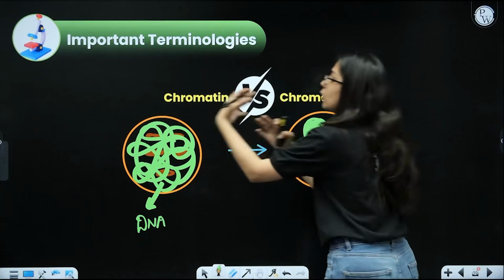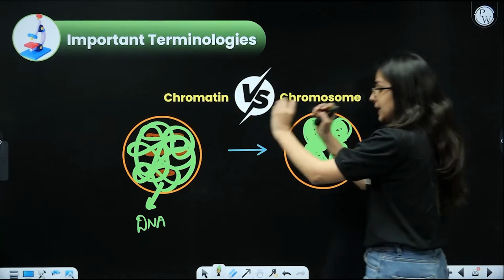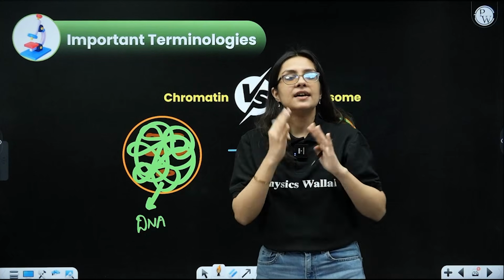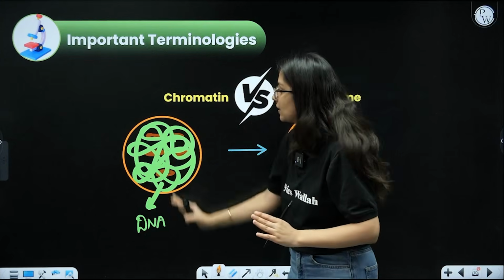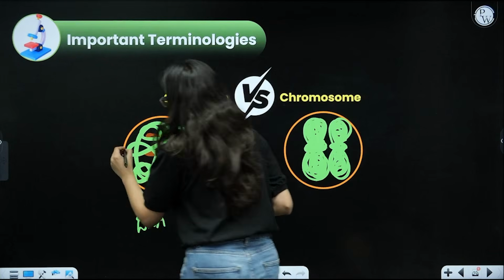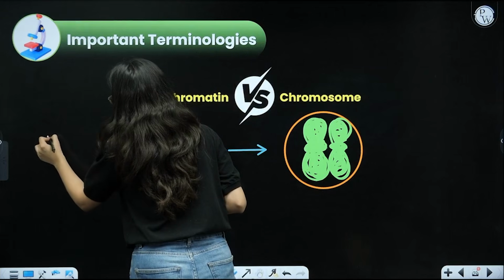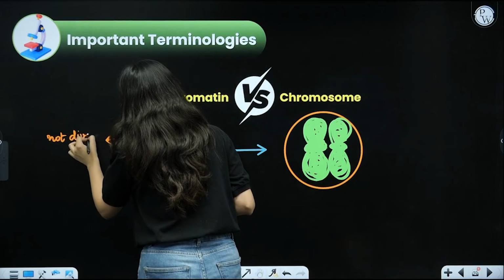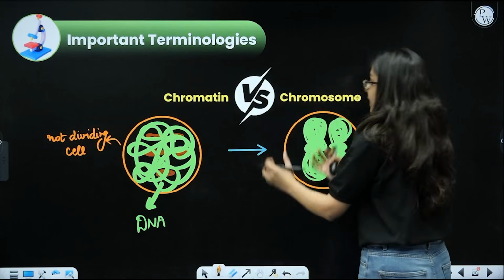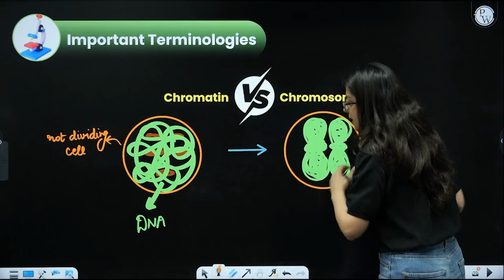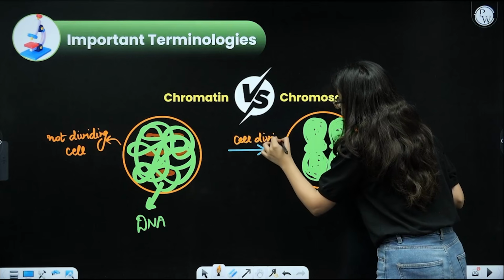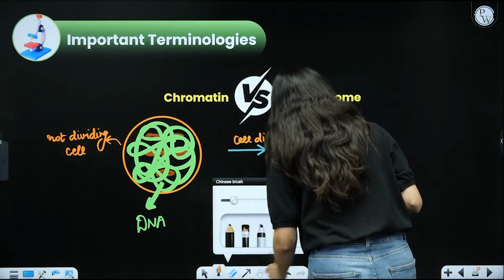But ma'am, when will the chromatin be present? When will the chromosome be present? Let me tell you, whenever a cell is in a relaxed state, it is not doing anything, it will be present in the form of chromatin. So when the cell is not dividing, chromatin is present. Okay. Not dividing cell, and when the cell starts to divide, when it enters the cell cycle, the cell division, it will ultimately form chromosomes.